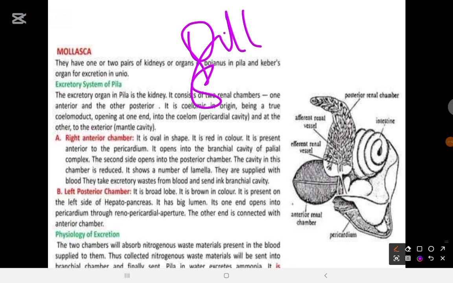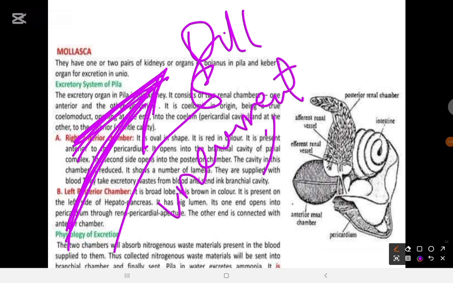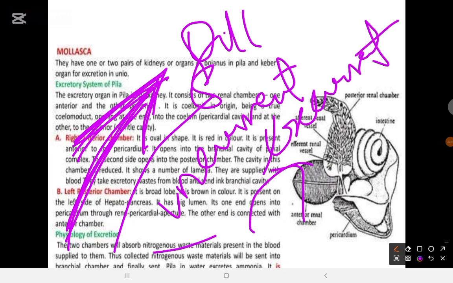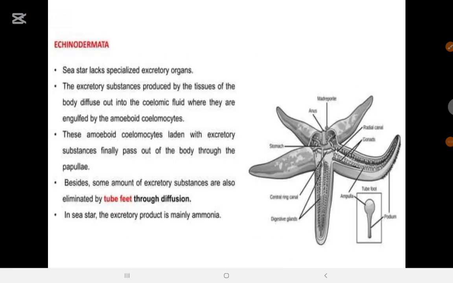Water will bring in oxygen. The water that comes into the body through the branchial chamber is called the incurrent water, and the one that goes out is called the excurrent water. So from the branchial cavity, the waste will flow out with the excurrent water. Pila, for example, excretes ammonia, and some others are uricotelic.